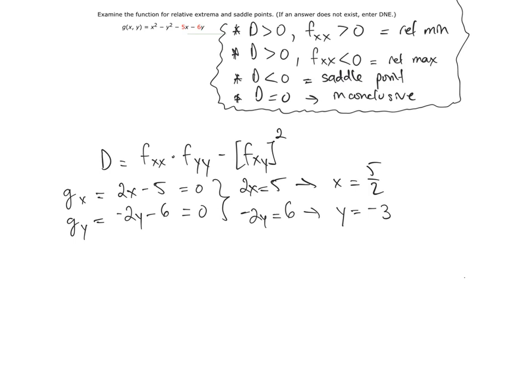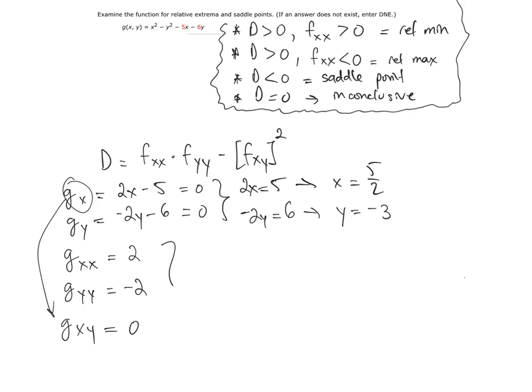Now let's find the second partial derivative with respect to x. So your g_xx will be 2, and your g_yy negative 2, and your g_xy will be 0, because from g_x right here, you go with respect to y, there's no y variable in this equation, so your partial with respect to y would be 0.